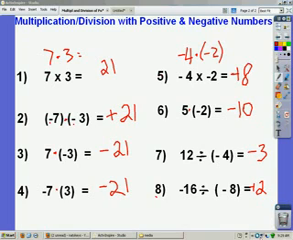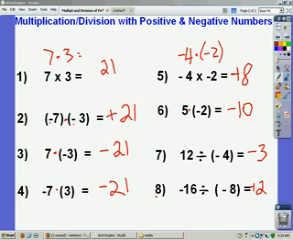Again, notice how example number 1 and example number 2 have the same answers, even though the original question was different. Example number 3, 7 times negative 3. The signs are different, therefore the answer is automatically negative 21. Now, example number 4 is negative 7 times 3. Again, the answer is 21, and what kind of 21? It's negative because the signs are different.